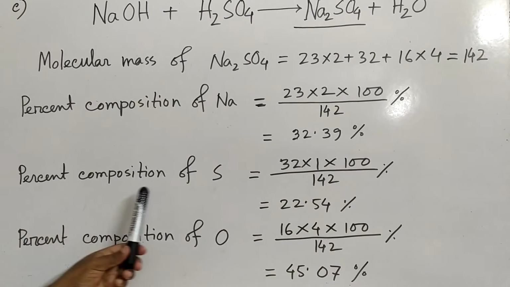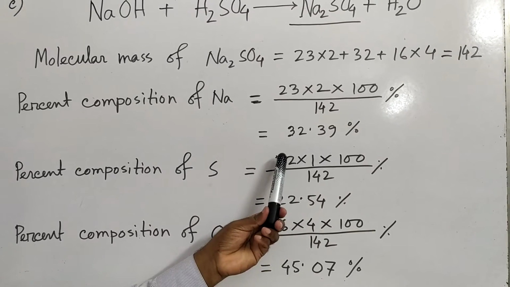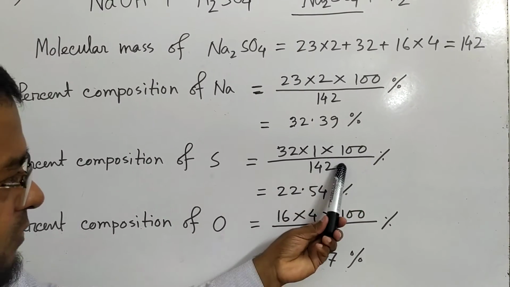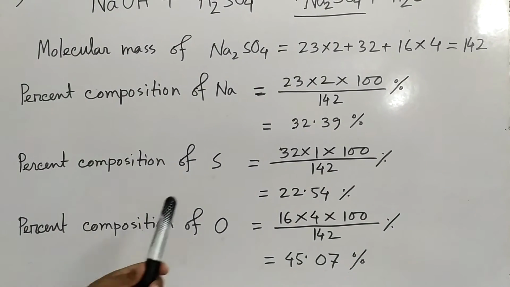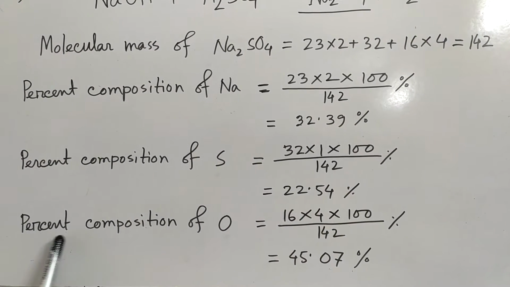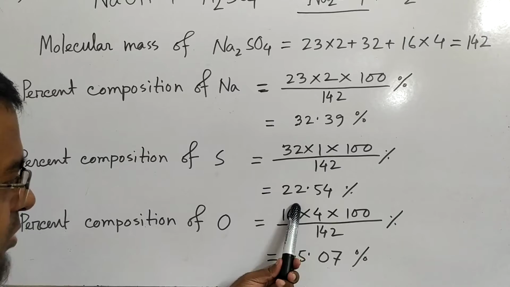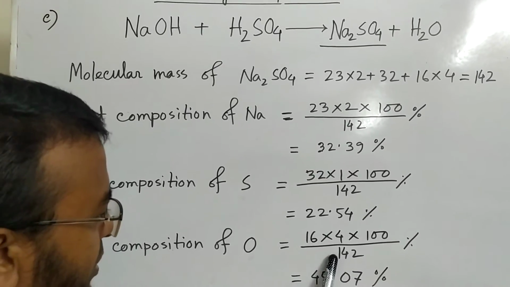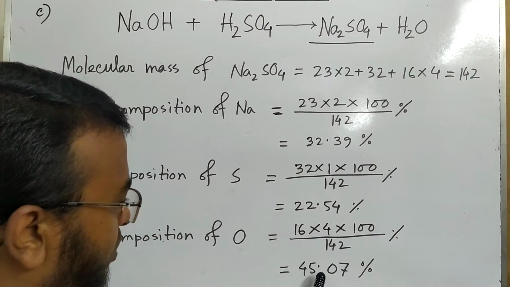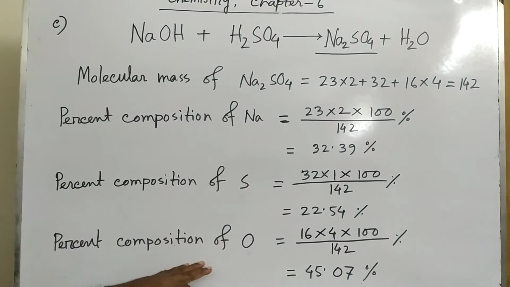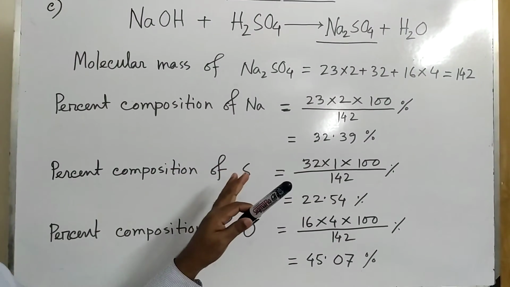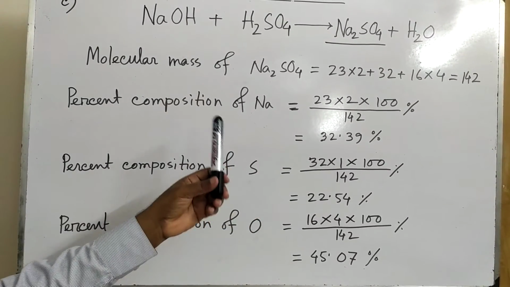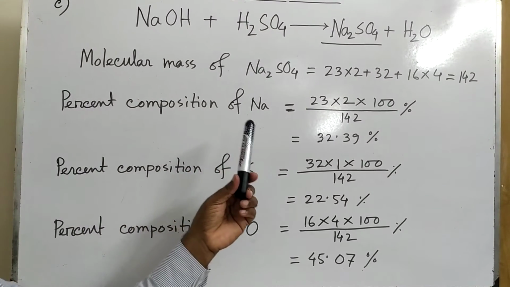Now the second one, percent composition of sulfur, at the same way. The atomic mass of sulfur is 32, number of atom 1 multiplied by 100 divided by 142, then percentage 22.54%. Then percent composition of oxygen, atomic mass of oxygen is 16, number of atoms 4 multiplied by 100 divided by 142, then we are getting 45.07. So if you understand this one, you can find out percent composition of any compound. It may be the objectives, maybe the creative question, maybe the knowledge based question, different types of questions will be from these topics.